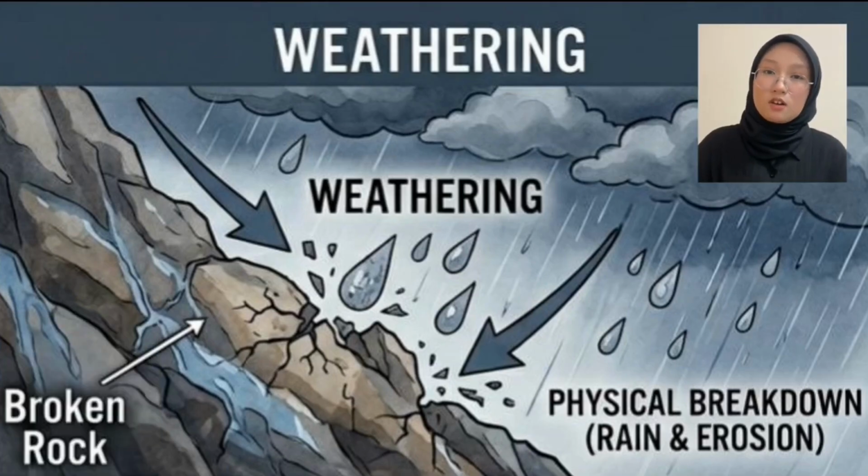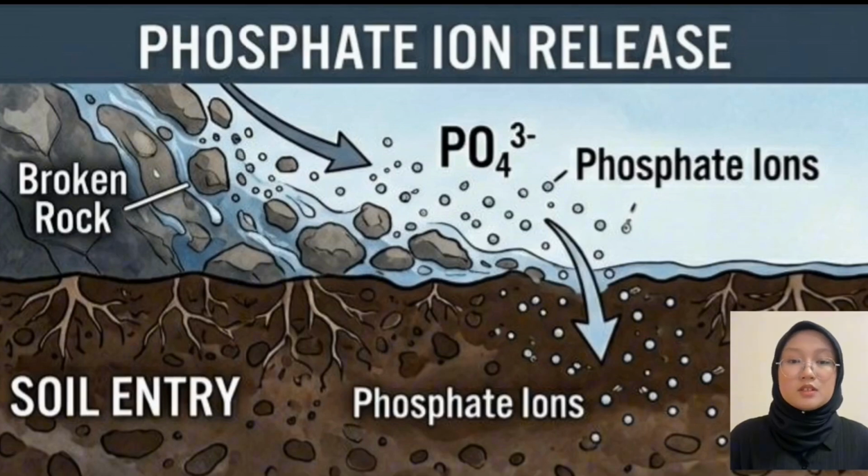Through a process called weathering. Rain, wind, and erosion slowly break down the rock over time. As the rock breaks apart, it releases phosphate ions. Phosphate ions are important because they contain phosphorus for living things to use. Once released, the phosphorus enters the soil for plants to absorb through their roots.